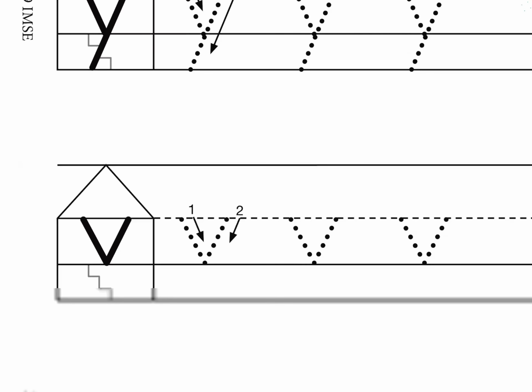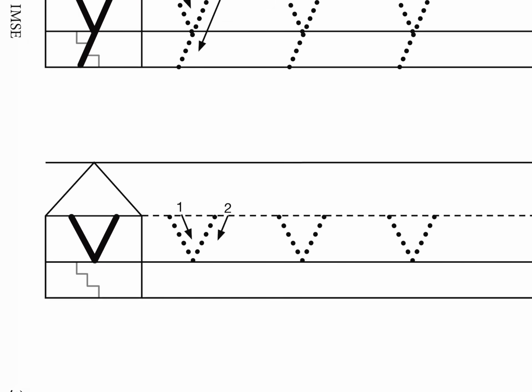The V is very much like the W or the Y, but it doesn't go into the basement and it doesn't go up and down as many times as W did. So we're going to go ahead and start at the ceiling, come down to the floor, go back up to the ceiling with two slanted lines.